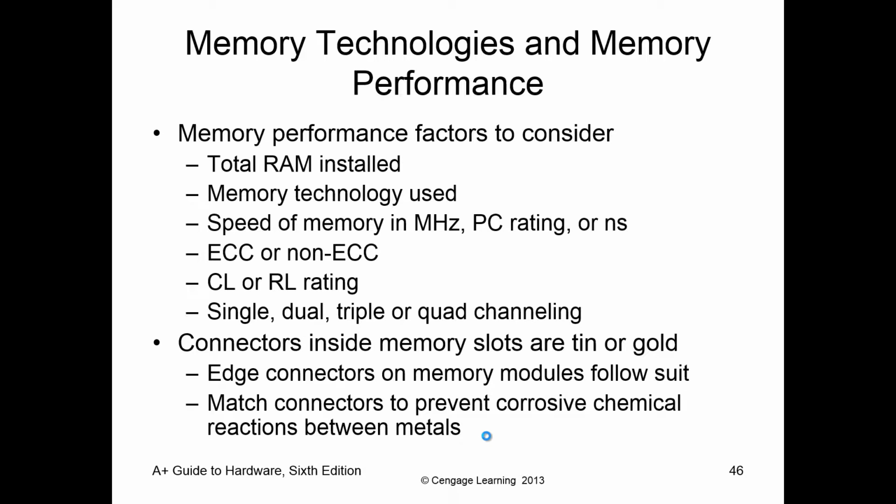So now that we covered our basic memory, what are some factors to consider when we talk about how we install or recommend our memory? And that comes in a few different ways. First of all, how much memory do we need? What memory technologies are we using? What speed is the memory? Do we need error control or not? Or are we also going to be talking about single, dual, tri, or quad channeling?